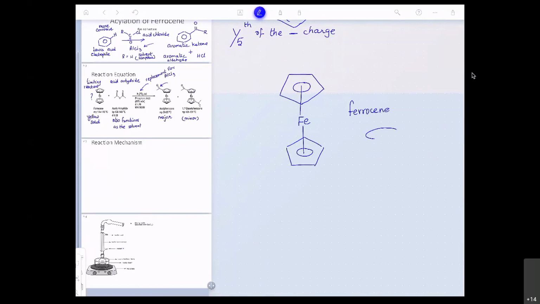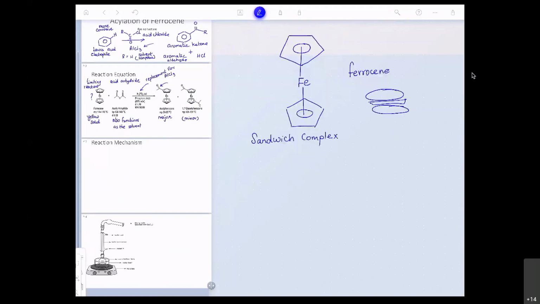It is like a Big Mac sandwich. So this is also called a sandwich complex. It's an organometallic compound that is aromatic. So it's going to react like benzene, which means it's going to undergo substitution reaction just like benzene. So let's see how this happens.